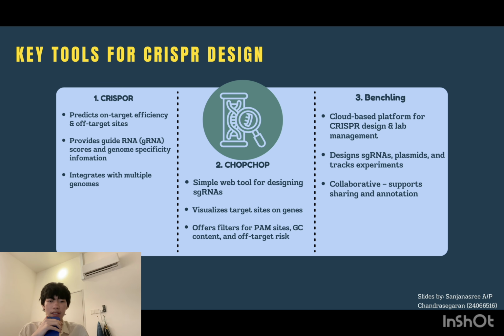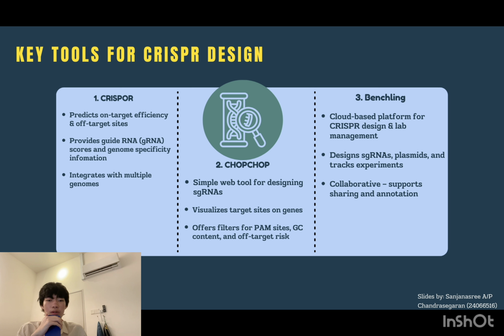I'm going to begin with slide 10, which shows the key tools for CRISPR design. The first tool is CRISPR. It predicts both on-target efficiency and off-target sites, which tell us how well and how safely a guide RNA will cut a gene. It also provides guide RNA scores and genome specificity information, which checks how unique the target sequence is in the genome.